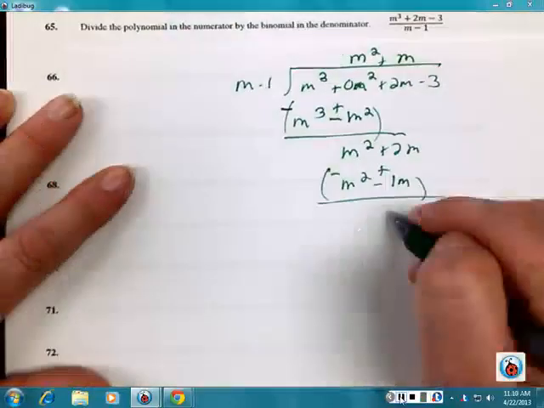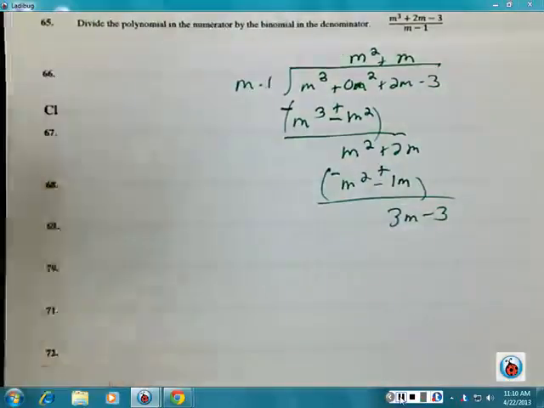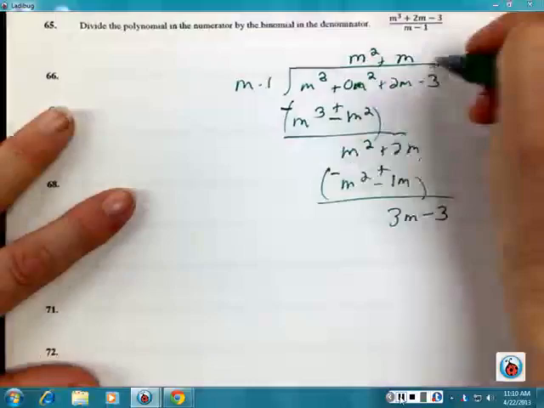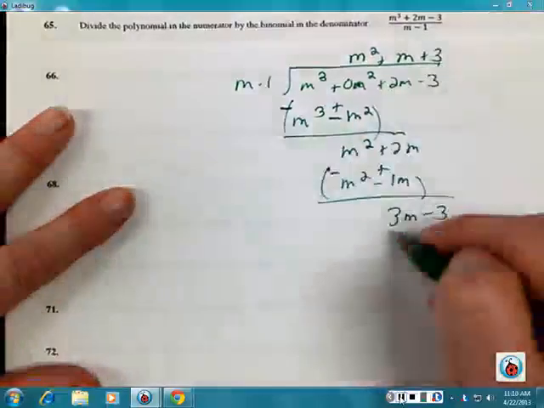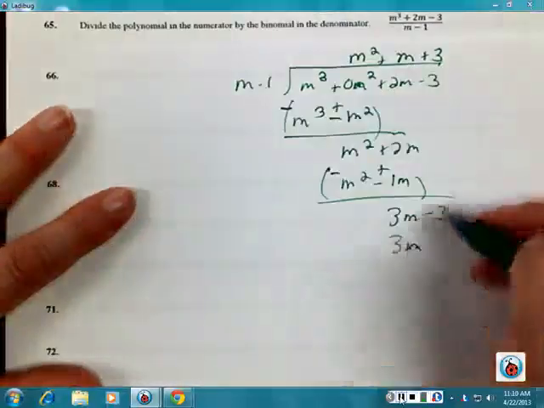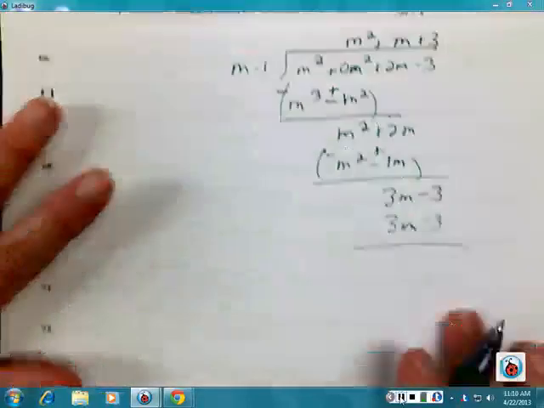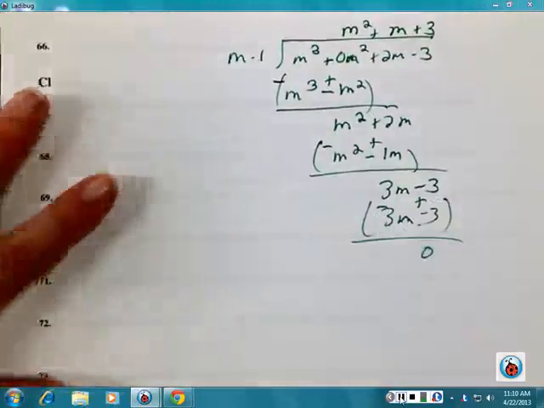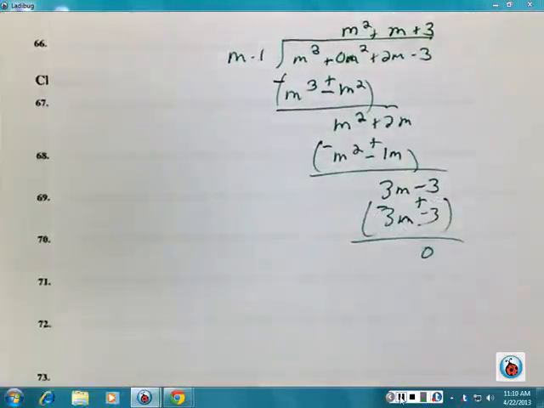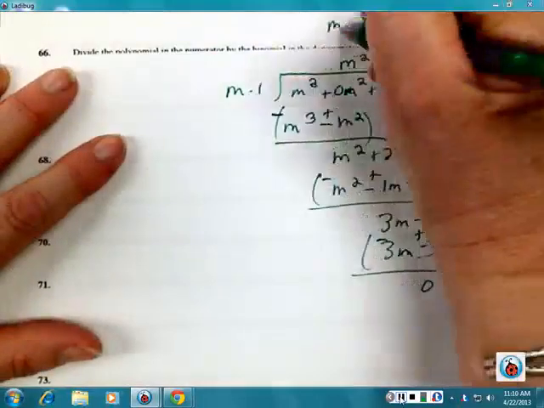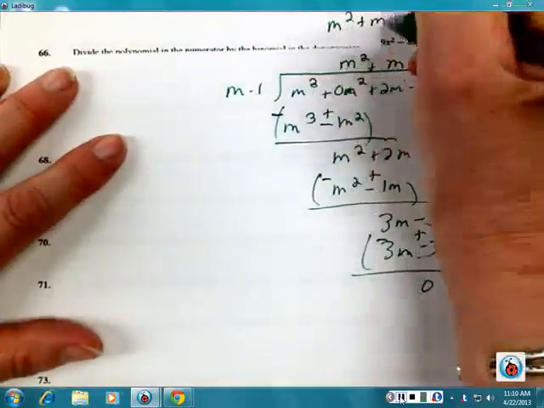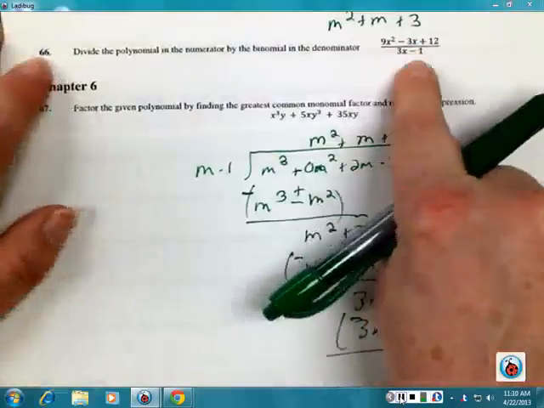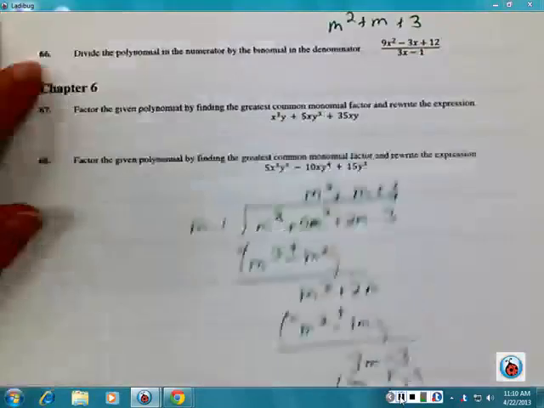And then, what do I have to do to m to make it look like a 3m? Times it by 3. Positive 3. 3 times m is 3m. 3 times negative 1 is negative 3. Change your signs. Don't forget to change your signs, and you get 0. So the answer on this one was m squared plus m plus 3. And this other one, number 66, is all yours.